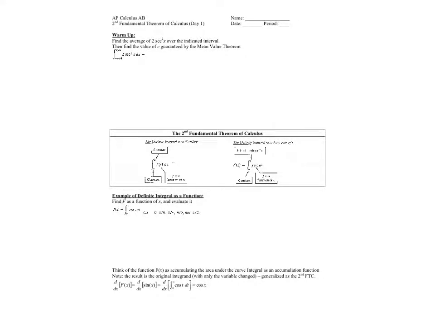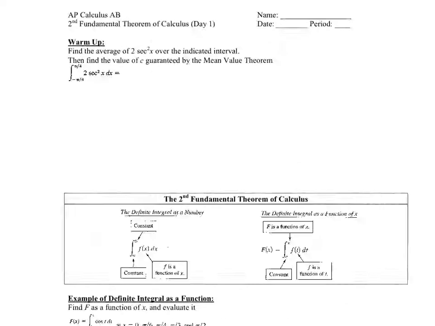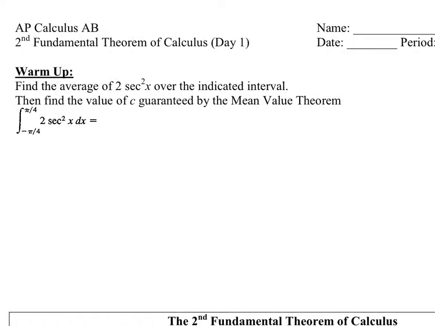All right, so before we get to the second fundamental theorem of calculus, I want to quickly review with a warm-up problem here. Going to review the things that we covered right before we left for break. So we have this function 2 secant squared of x, and we have the interval from negative pi over 4 to pi over 4, and we want to find the average value of the function.